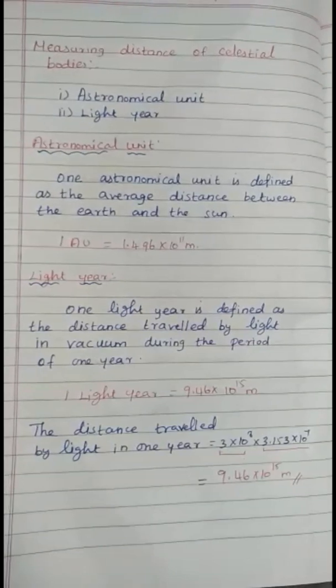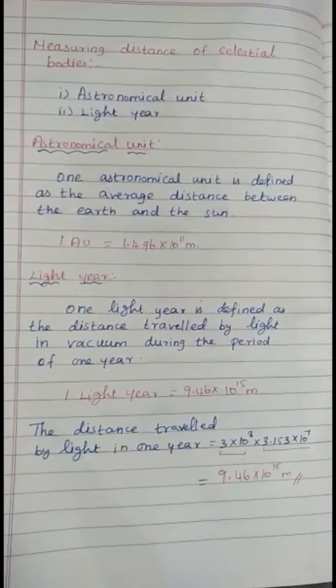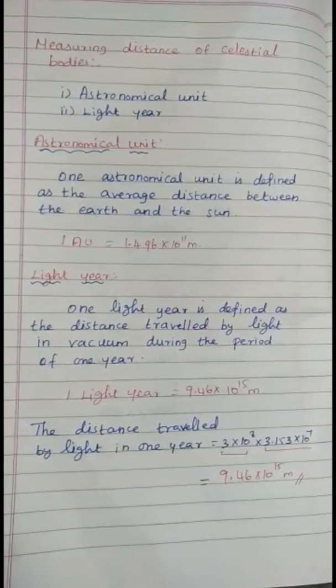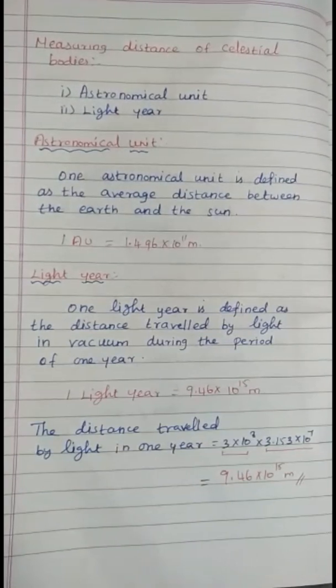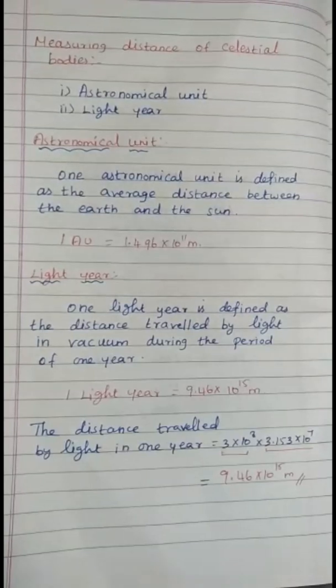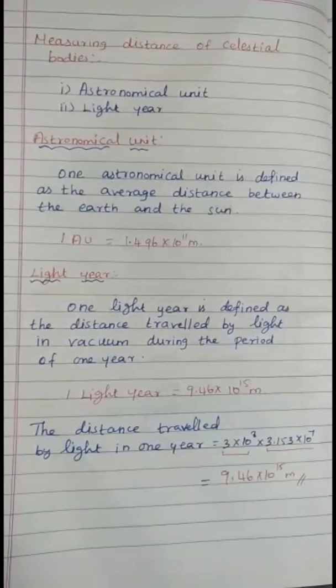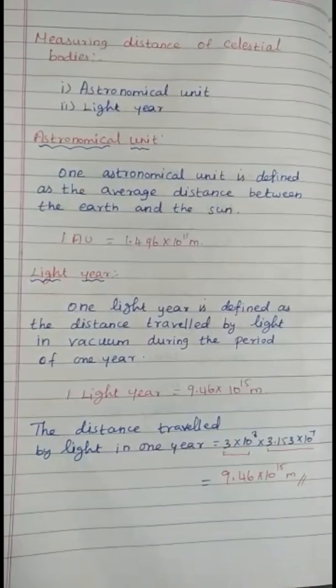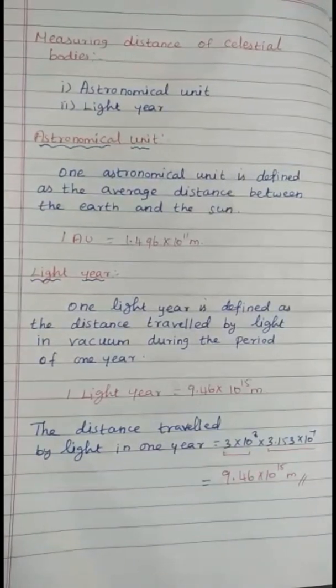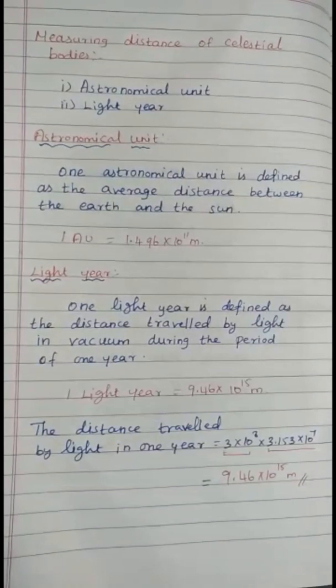Okay children, next we are going to learn about measuring distance of celestial bodies. Normally we use centimeter, meter and kilometer to express the distance that we measure in our day-to-day life. But for space research, astronomers need to measure very long distances such as the distance between the earth and a star or the distance between two stars. To express this distance, we are going to learn about two units, namely astronomical unit and light year.